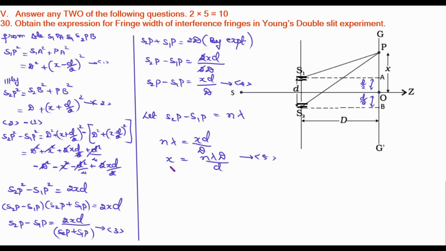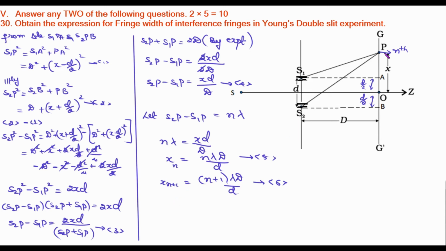Now suppose this is the nth fringe. What has come here is the nth fringe, so I will call it xn. That is, the distance of the nth fringe from the center is n lambda D by d. Next, after the nth fringe there will be the n plus 1th fringe. So in xn plus 1, in place of n we have to put n plus 1, into lambda D divided by d. So this is equation 6.